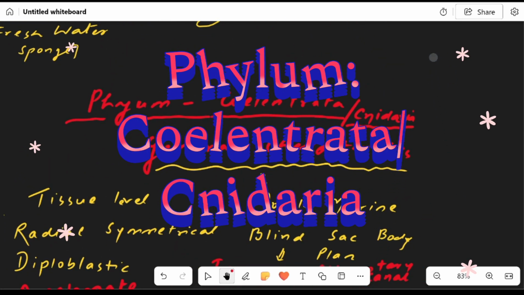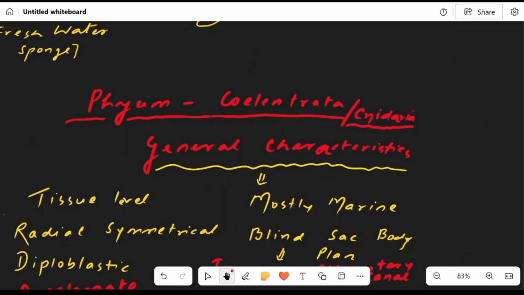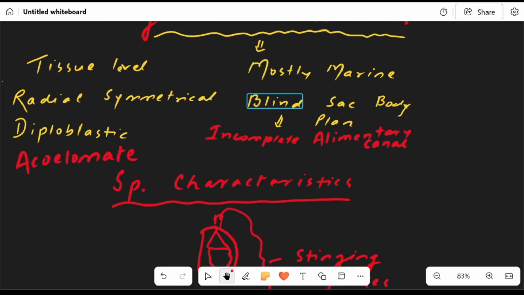Now let us move towards another phylum, Coelenterata. So what are the general characteristics of Coelenterata or Cnidaria? These exhibit tissue level organization. And these are radially symmetrical. A sponge was asymmetrical, this is radially symmetrical, diploblastic, and acoelomate.